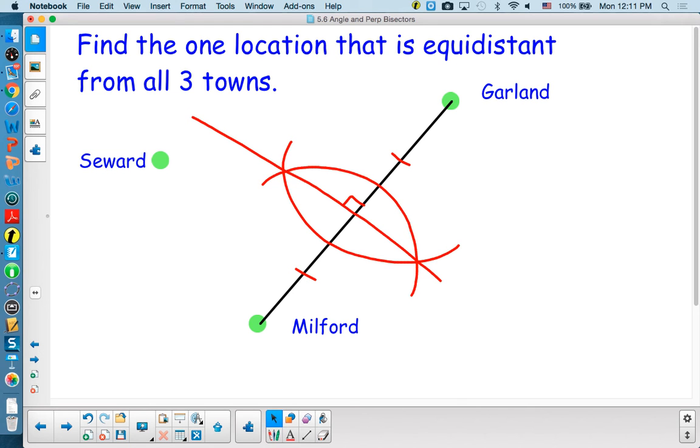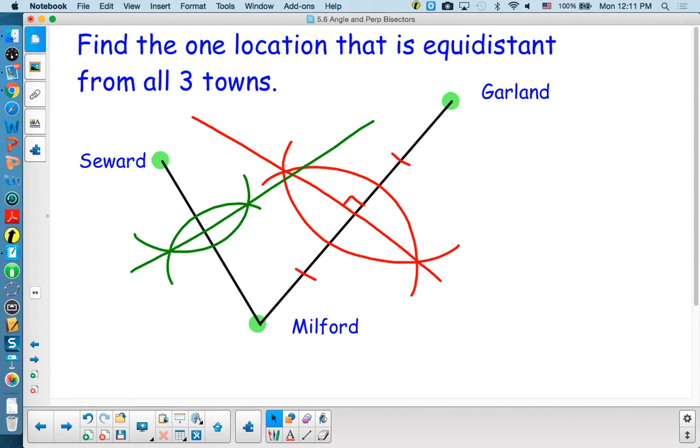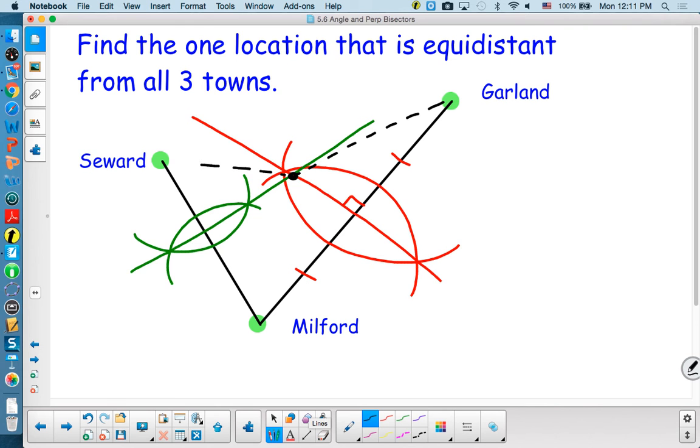Now if we switch to Milford and Seward, let's do that same thing. From Seward, make an arc. From Milford, do the same arc. Connect those. Where those two lines cross will be the point I'm looking for. That point will be the same distance to Garland, to Seward, and to Milford. And my sketch might not look perfect because, again, I was just sketching it. But as you use your construction tools, you should be able to come up with something that would be exact.